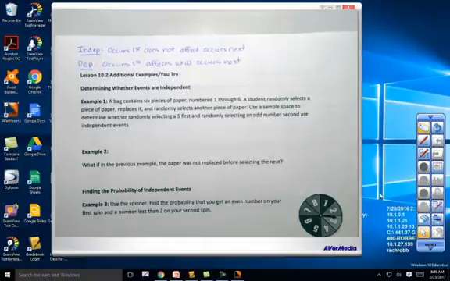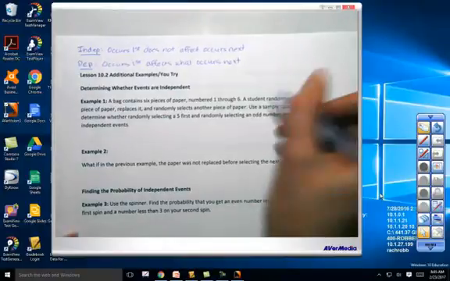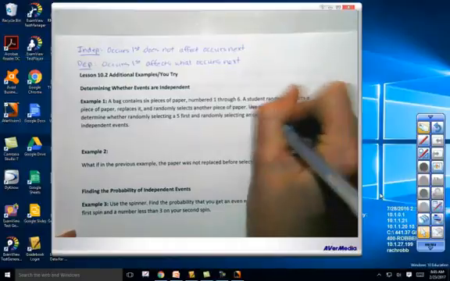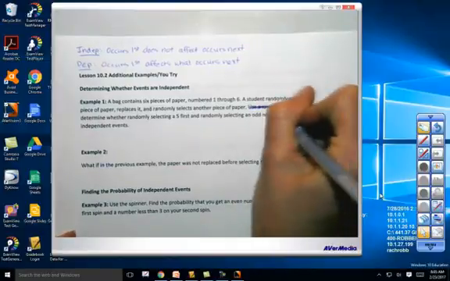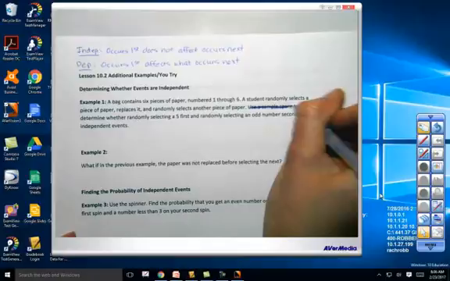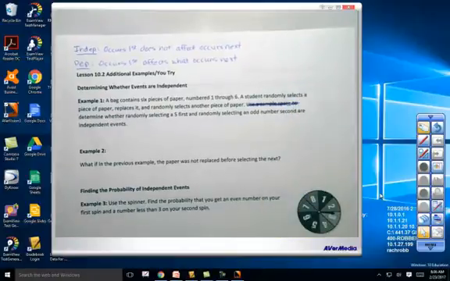Use a sample space. We're going to cross that part out. In your book, they make you kind of prove that events are independent or dependent, and we're not really doing that. So we're just going to determine whether randomly selecting a 5 first and then randomly selecting an odd number second are independent events. So what is the chance that I choose a 5 first? 1 out of 6. If I put the 5 back, does it affect the chance that I get an odd number next? No. And so these are independent events.